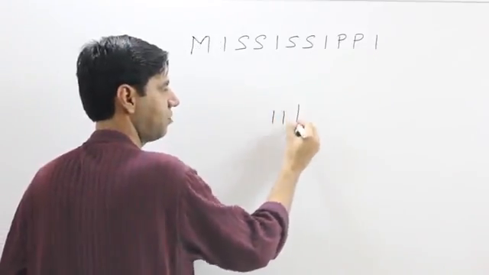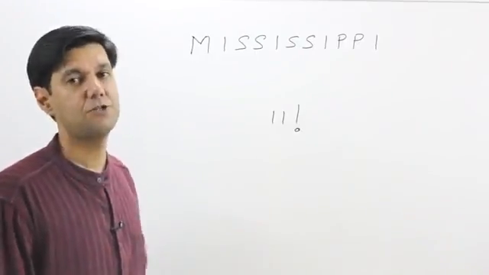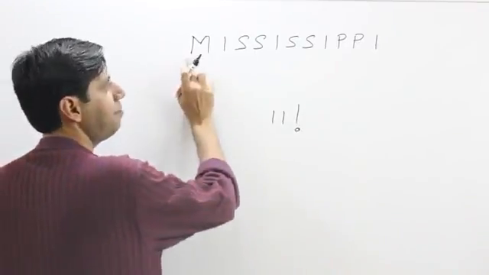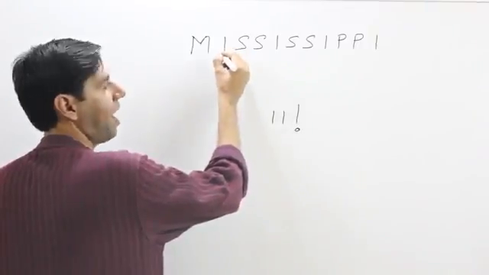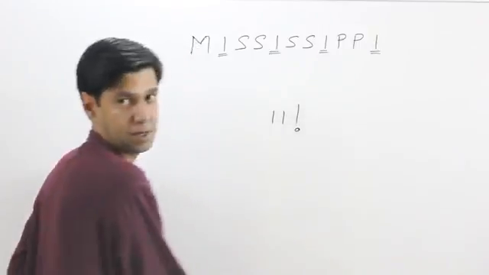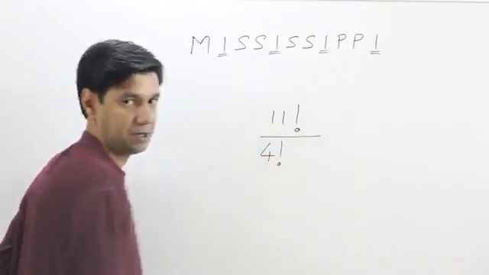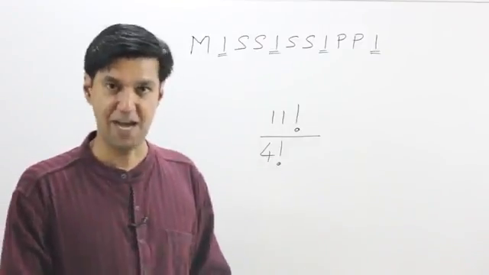So 11 factorial. However, we need to do some adjustments to this. M is not repeated, but if we look at I, it is repeated 4 times. So we would have to divide 11 factorial by 4 factorial, 4 for 4 repetitions of I.